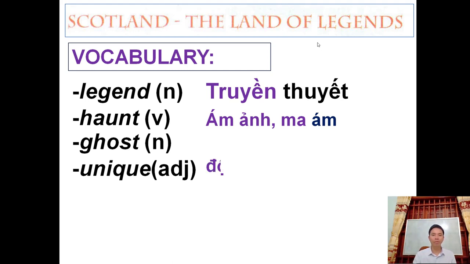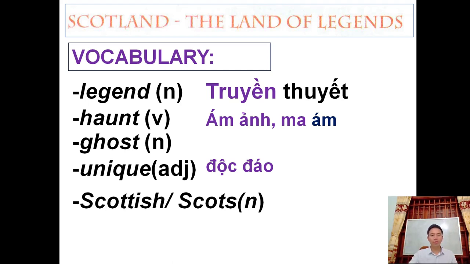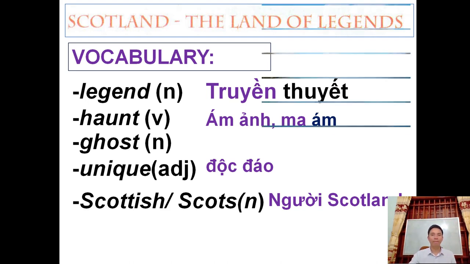It means độc đáo, có một không hai. Unique. Next one. Scottish or Scots. It means người Scotland. You can say Scottish. I am Scottish. Or you can say I'm a Scot. Right? It means người Scotland.